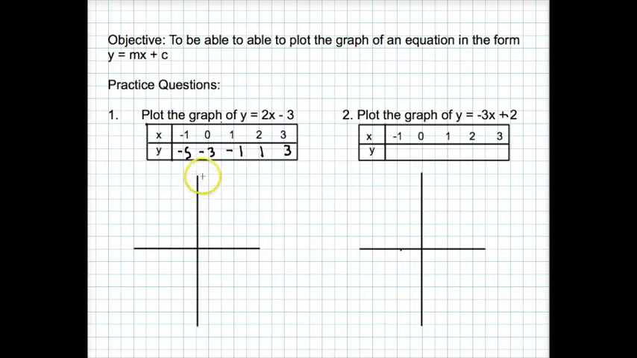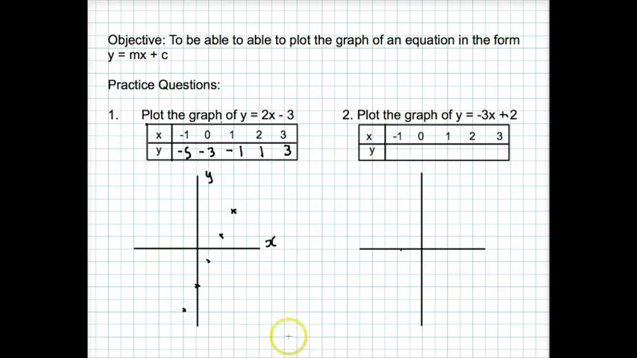Well, I've got my set of axes here, I haven't numbered it, but I want to label it y-axis and the horizontal one the x-axis, and I'm going to plot my points. So when x is 3, go along to 3, y is going to be 3 as well, we'll go up to there. When x is 2, y is going to be 1, 2 along, 1 up. When x is 1, y is going to be -1. When x is 0, y is going to be -3. And when x is -1, y is going to be -5.